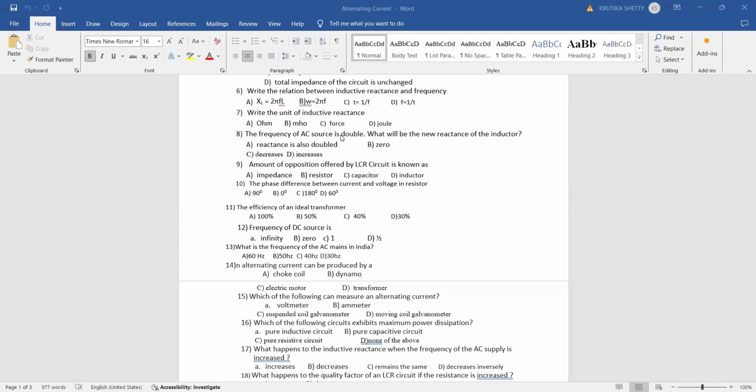D, that is the frequency of the AC source is doubled. F is doubled. What will be the new reactance? Increases. Yes, it increases, but you cannot say it as A.